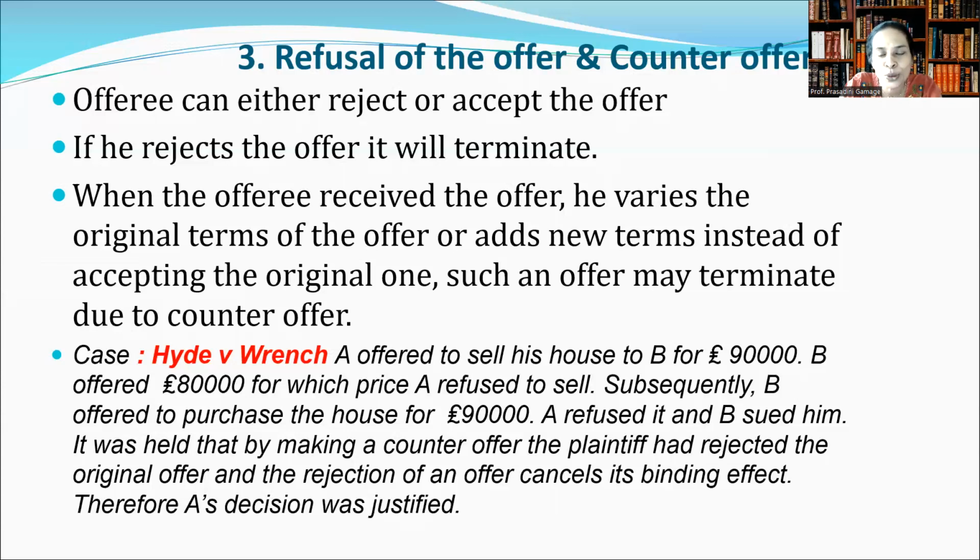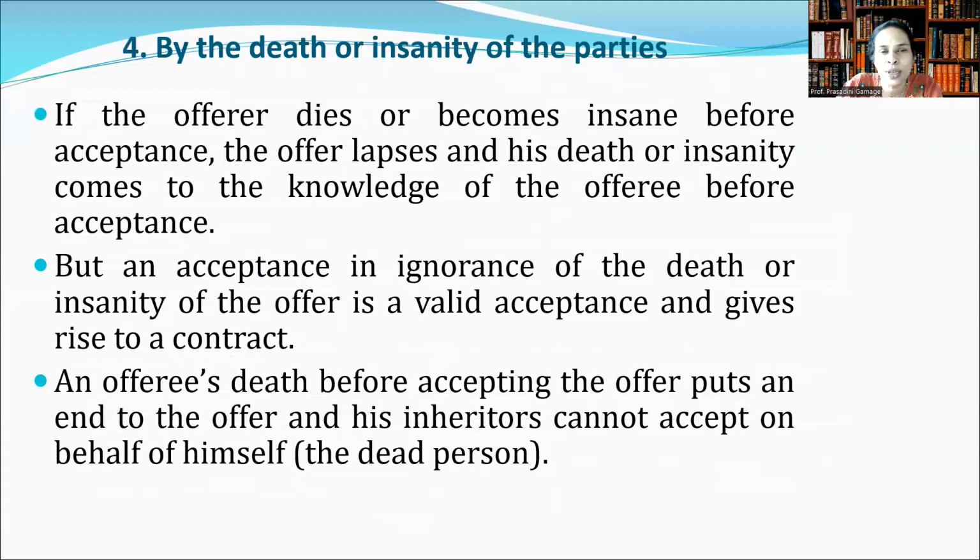So whenever you receive an offer, you have two options, either to accept it or reject it. What A did was, he refused. He said, no, I'm not going to sell. So there is then no offer to accept and there is no contract between the parties, right? And the decision of A was justified by the courts. And let's see now the last method of terminating an offer, as a result of death or insanity.